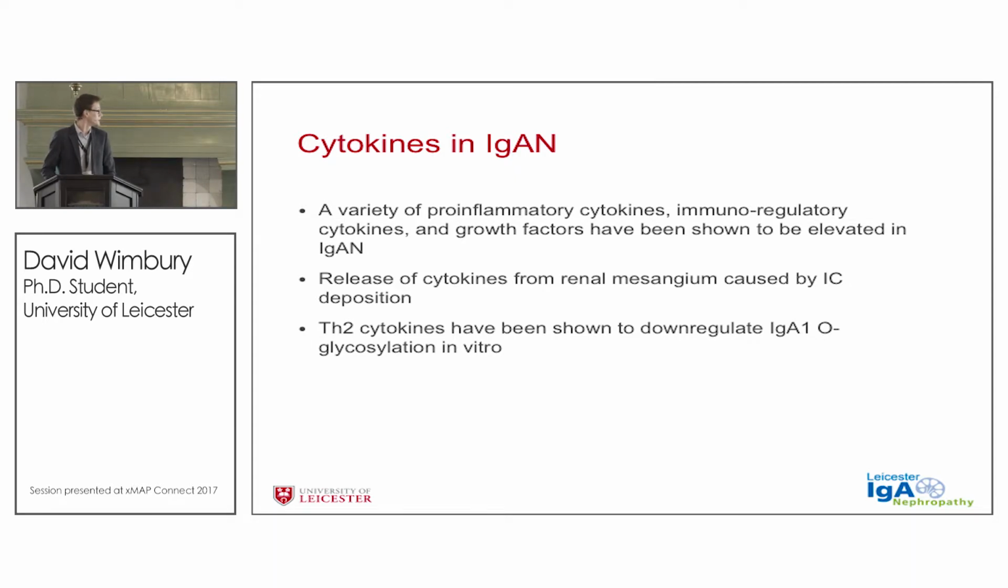So a variety of pro-inflammatory cytokines, immunoregulatory cytokines, and growth factors have been shown to be elevated in IgA nephropathy patients. This could be due to the release of cytokines from the IgA deposition in the renal mesangium, or it could just be in general, we're not sure. And also an interesting side note is that several Th2 cytokines such as IL-4 and IL-6 have been shown to downregulate the galactosylation of IgA1 in in vitro experiments.